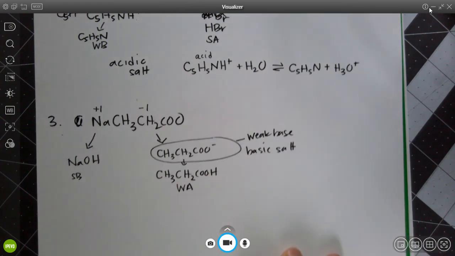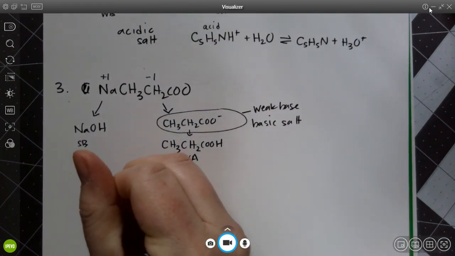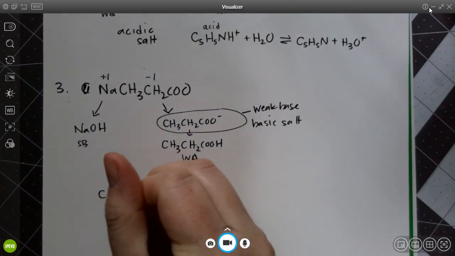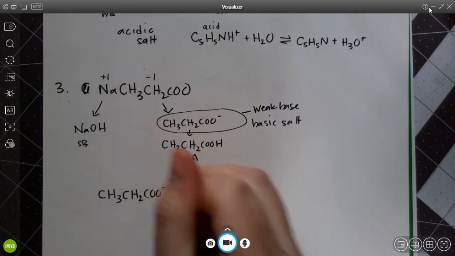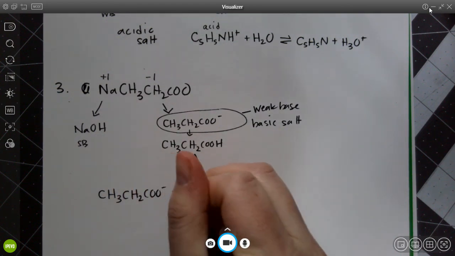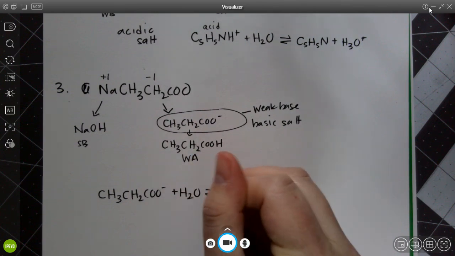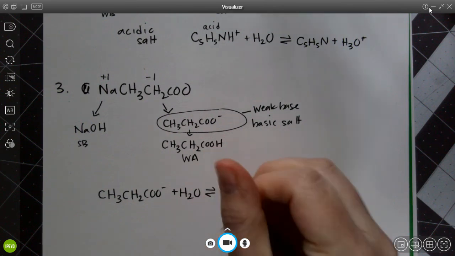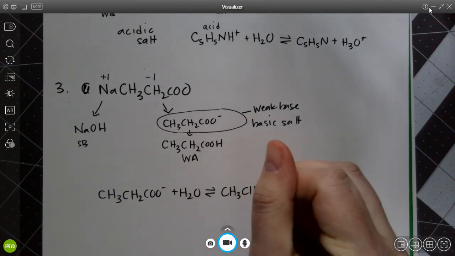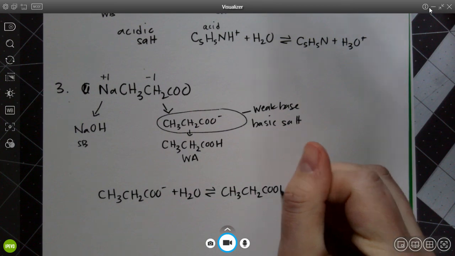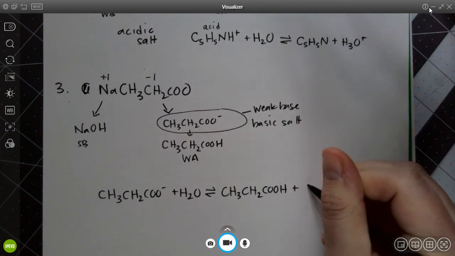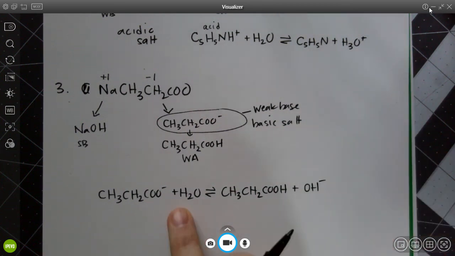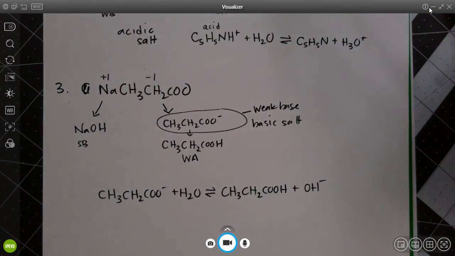Okay. When that goes into water, CH3CH2COO-, when that thing gets together with the water that's produced, as well as the water that's already in solution, that is going to make its parent acid, CH3CH2COOH, and OH-. So it's going to take the H from H2O and make this OH-, which makes your solution basic. This is complicated and takes some practice.